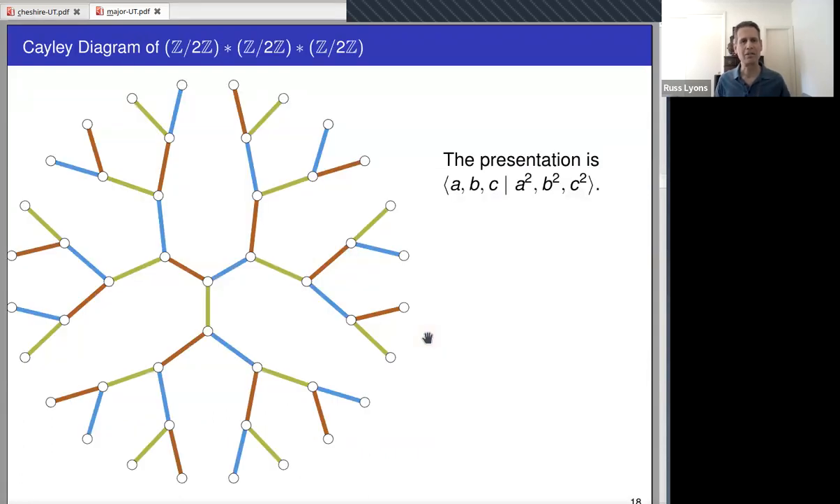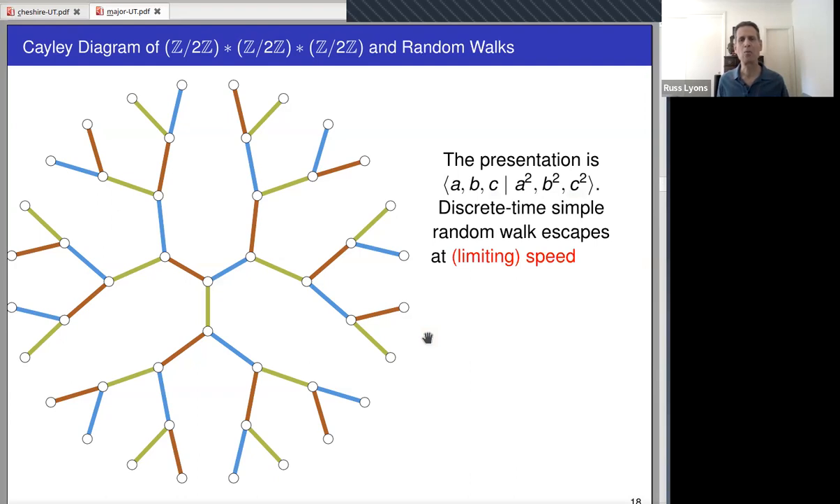Let's go back to infinite graphs. Here's our tree generated by 3 involutions. Now I want to talk about random walk. First, let's do discrete time, simple random walks. So discrete time steps, we just cross each incident edge with probability 1/3. Now I want to talk about the speed, which is after a long time, there's some distance in the graph or expected distance, and I divide by the time and take a limit. That I'll call the limiting speed or the speed.